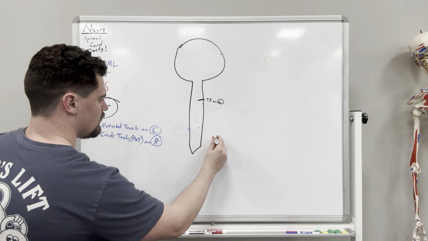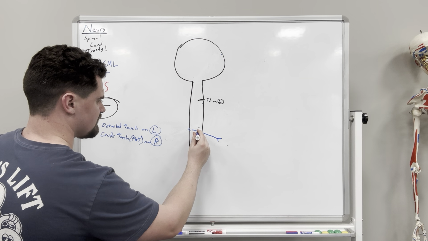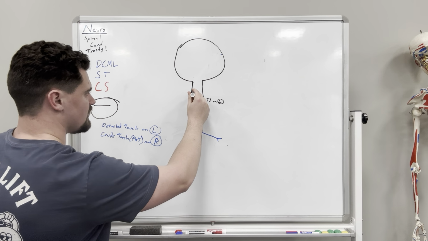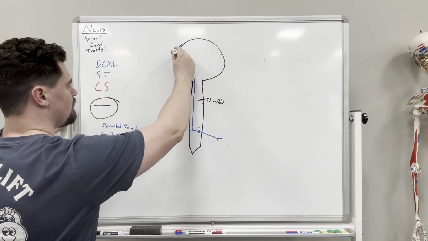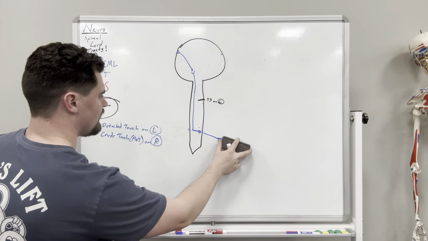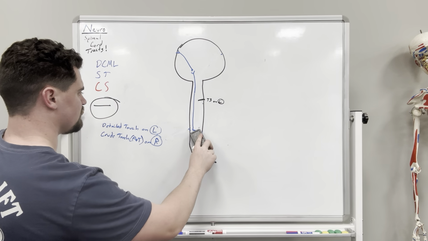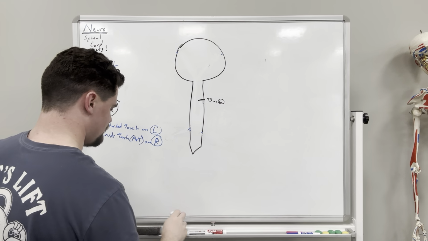So the pain and temperature message gets sent in, and we synapse with the second order neuron, then it travels up, and then it synapses at the thalamus, and then it gets sent to the primary sensory cortex. Okay, so on the left side, spinothalamic is good.